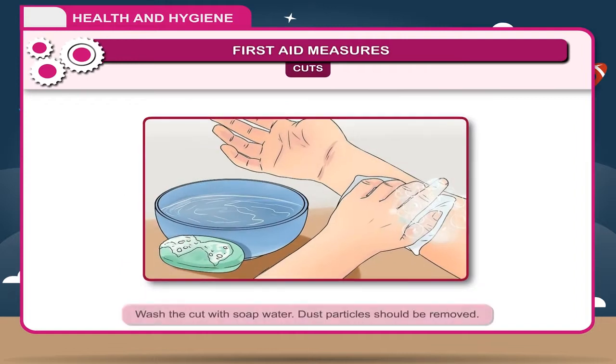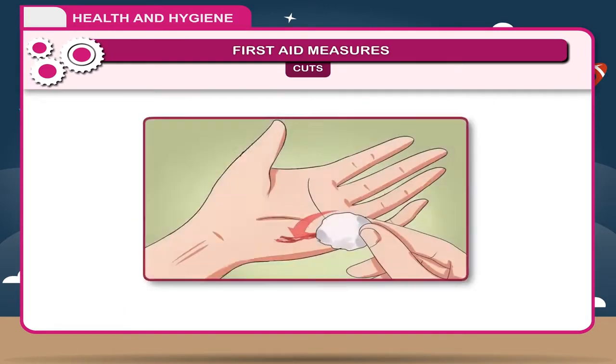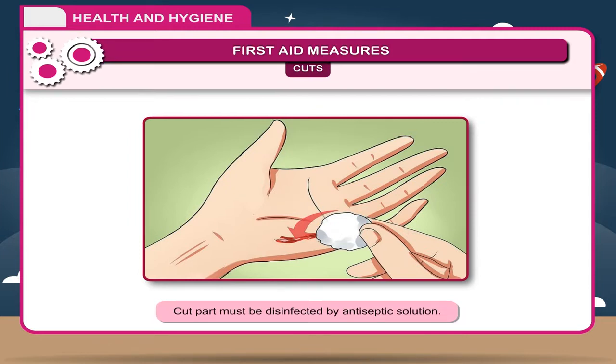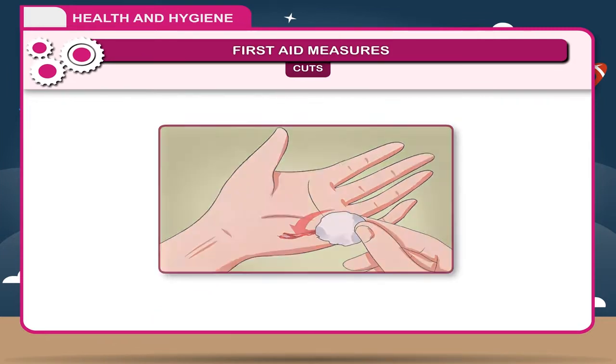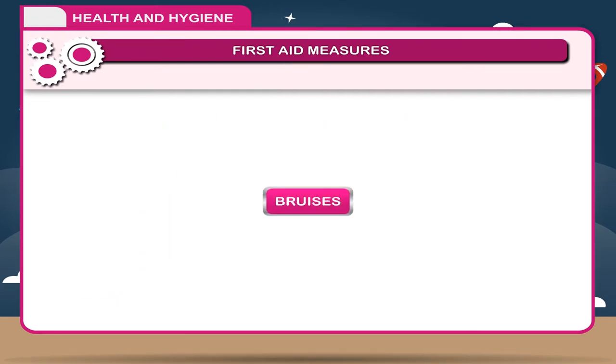Cuts. 1. Wash the cut with soap water. Dust particles should be removed. 2. The cut part must be disinfected with antiseptic solution. 3. To stop the bleeding, apply pressure directly over the wound, tie a bandage, and if possible, elevate the bleeding part of the body. Bruises.